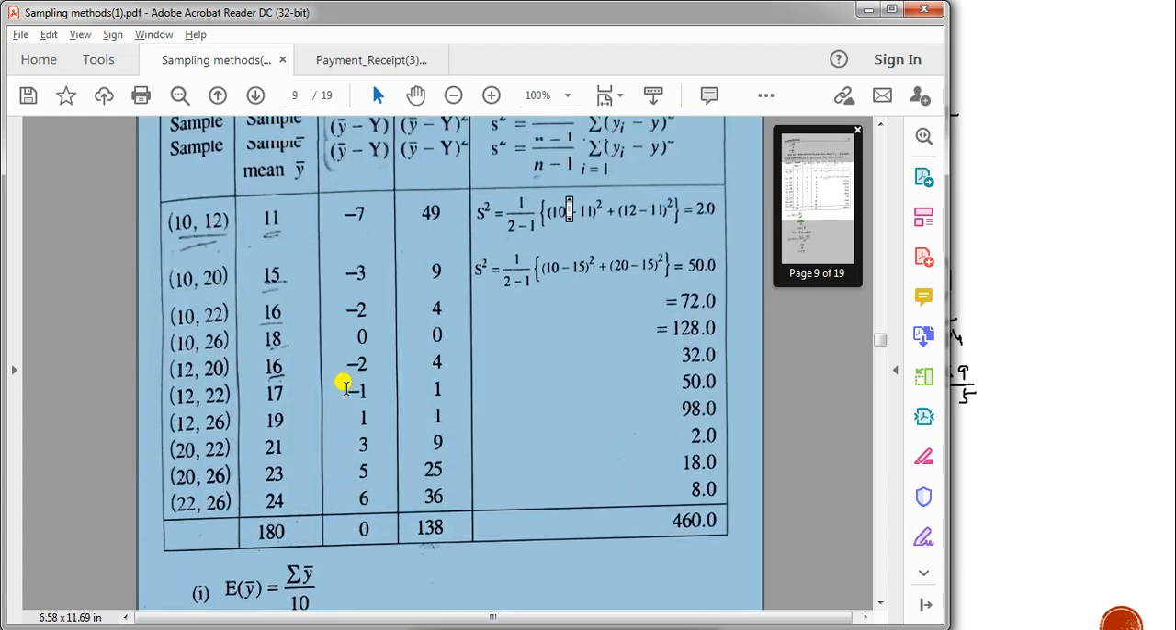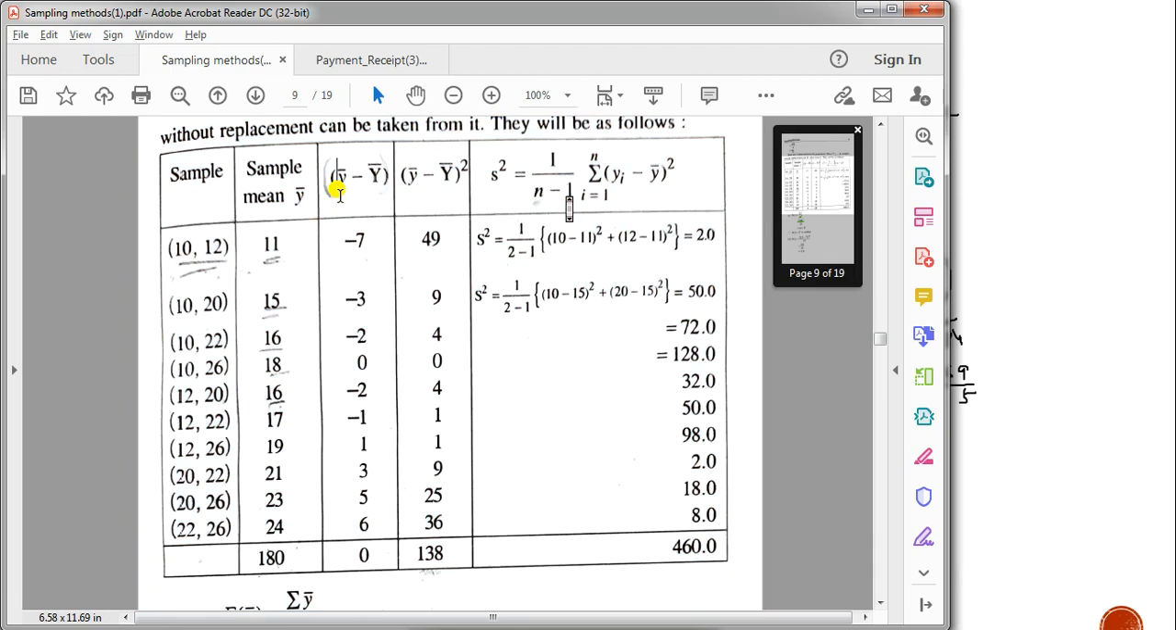Now I am moving to the second part. The second part is small y bar minus capital Y bar. For small y bar we have 10 different values, but for capital Y bar we have a fixed answer, 18. So I am subtracting 18 from these numbers. So minus 7, minus 3, minus 2, 0, minus 2, minus 1, plus 1, plus 3, plus 5 and plus 6. So I have subtracted 18 from the different sample means, and that total will also be 0. This total will always be 0.